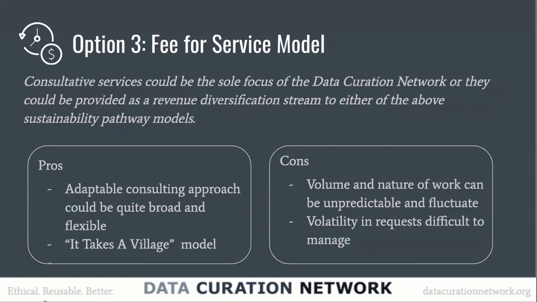For the long term at least. And then the final one is this fee-for-service idea. So really thinking about curation as a service. Can you put a price tag on that? Is there a way to enable others to gain access to curation services on some kind of fee-for-service model?